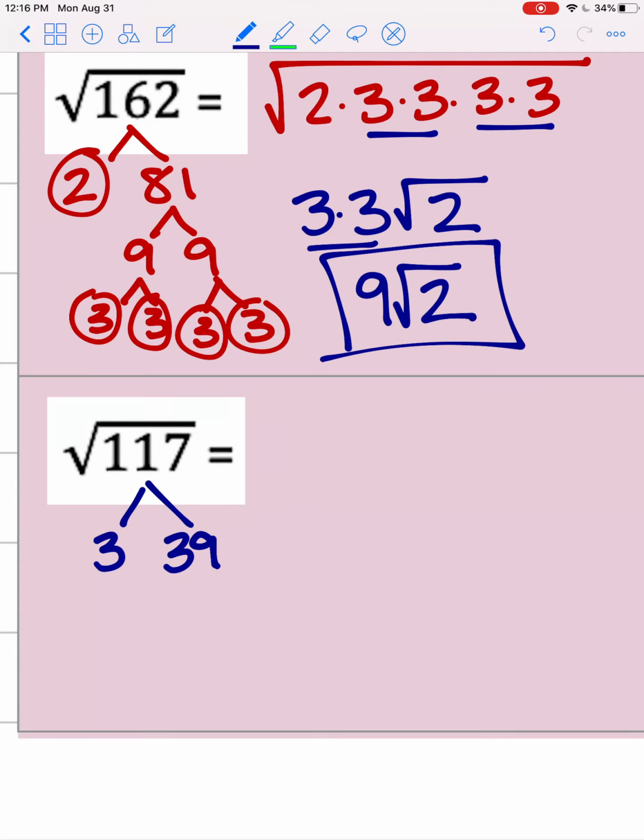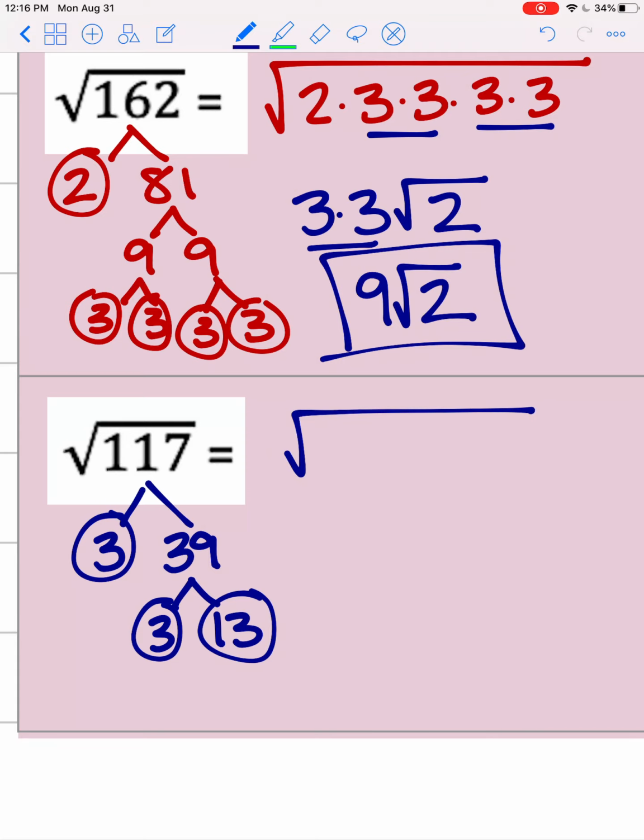If you don't know those rules, that's okay. Get a calculator, get a pen and paper, start dividing by random numbers. If it doesn't go by 2, try a 3, try a 4. You know what's divisible by 5 and 10. Those are easy. Just start dividing. 3 is prime. Stop there. 39 is not. 3 times 13. We already said 3 is prime, and so is 13. Nothing left to factor. Take it under the radical.